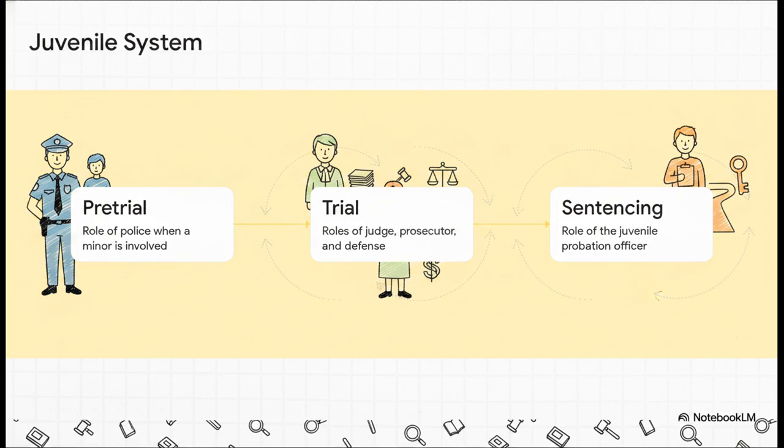Then, the trial. How do the roles of the juvenile judge, the prosecutor, and the defense interact differently than they would in an adult court? And finally, sentencing. What is the exact role of the probation officer in making sure that youth doesn't end up right back in the system? Honestly, understanding these distinct roles is non-negotiable.